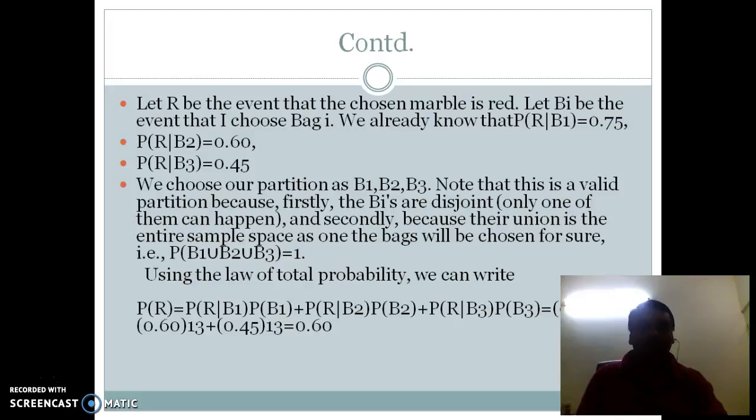Now using the law of total probability, we can write P of R is equal to P of R given B1 into P of B1 plus P of R given B2 into P of B2 plus P of R given B3 into P of B3, which is equal to 0.6.